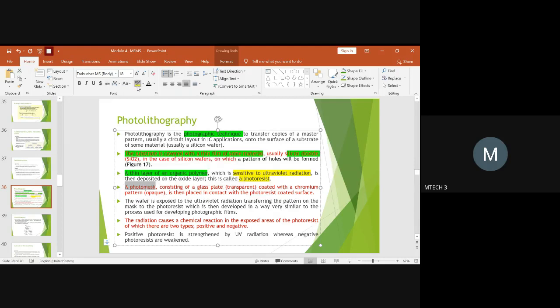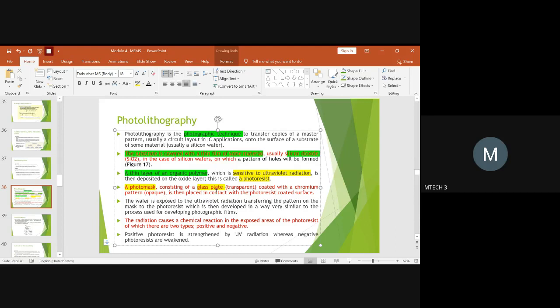What does this photo mask contain? It is like a covering sheet which will be transparent enough. We can consider it to be a glass plate. Once a thin film has been developed and solidified by photoresist, that layer has to be safeguarded, and to safeguard that, we use a photo mask. This photomask basically consists of a glass plate, which is transparent enough.